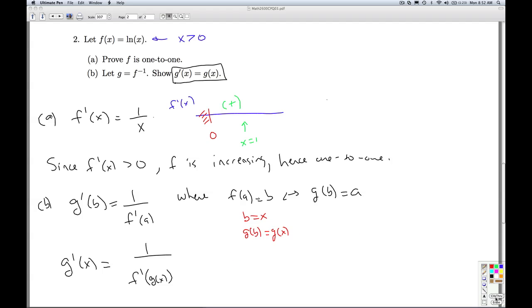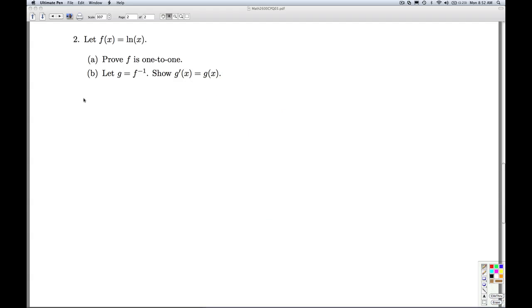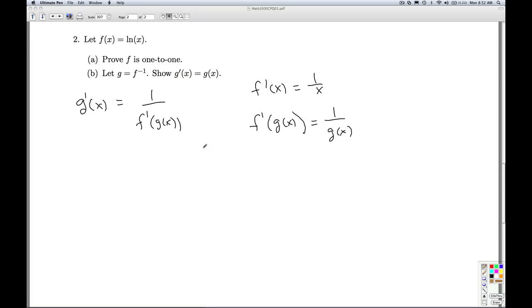All right, so let's work that through. So g prime of x is 1 over f prime of g of x. Well, what's f prime of x? It's 1 over x. So what's f prime of g of x? That's 1 over g of x. So g prime of x is 1 over f prime of g of x, that's 1 over 1 over g of x. And we go through the fraction gymnastics, that's just g of x, which is exactly what we were asked to show.